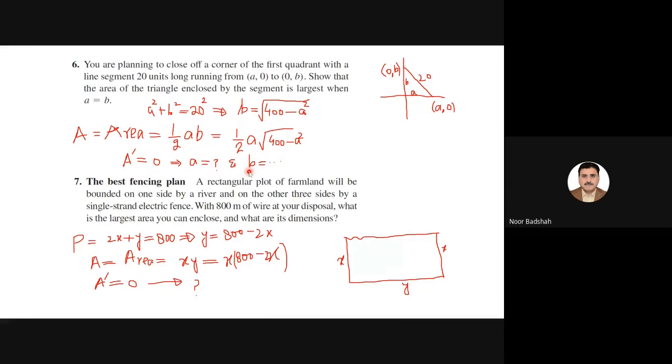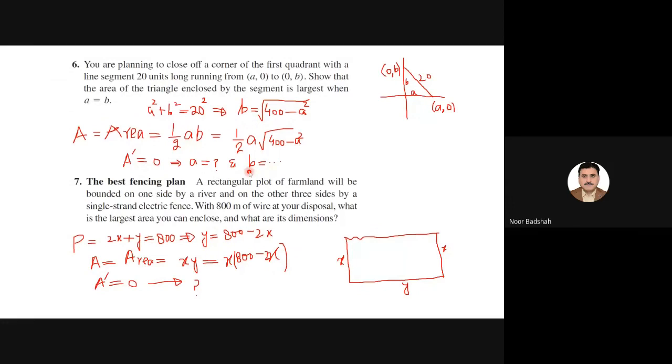That will give you maximum area of the triangle. In question 7, the best fencing plan: a rectangular plot of farmland will be bounded on one side by a river and on the other three sides by a single strand electric fence. With 800 meters of wire at your disposal, what is the largest area you can enclose?